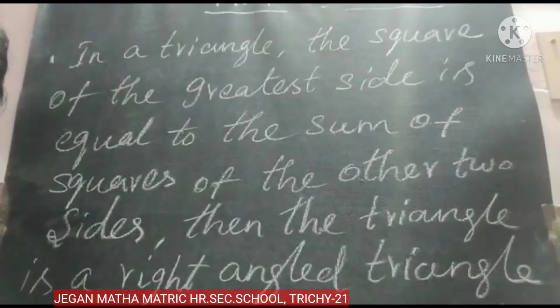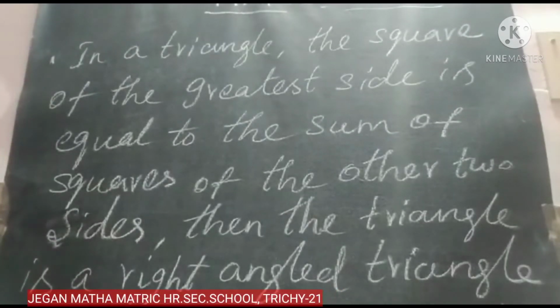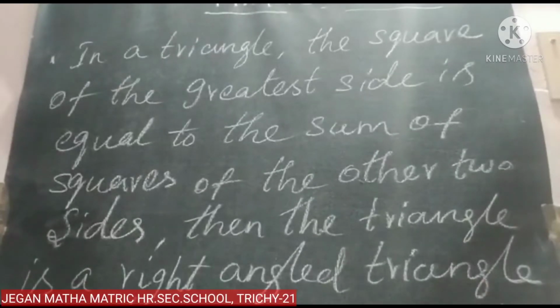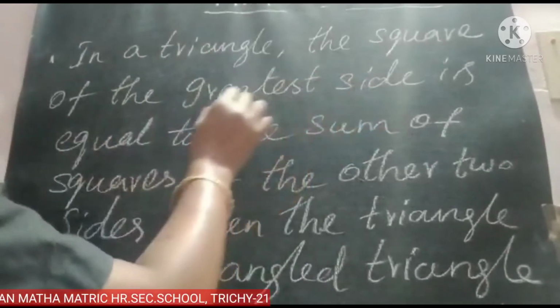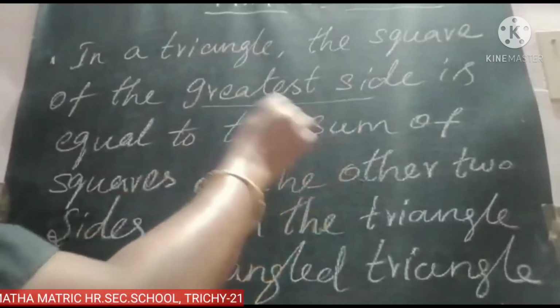Now let us see the second point. This is another important point. This is the converse of the Pythagoras theorem. What is the converse of the Pythagoras theorem? In a triangle, the square of the greatest side. What is the greatest side in a triangle? That is always the hypotenuse side only.